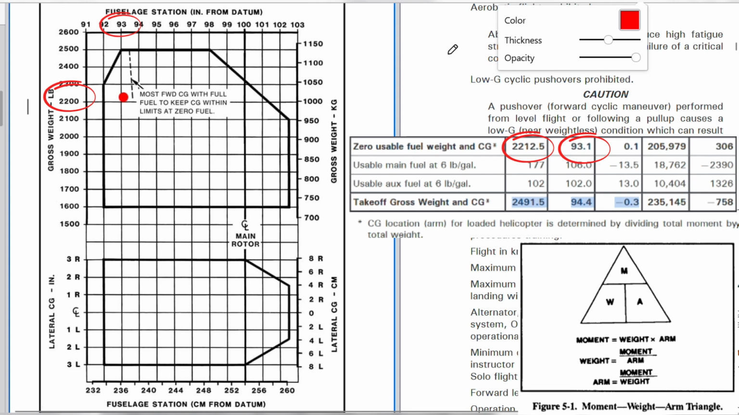Then we can take our second number, which was 2491, and find that. We can go up to 2400 here, and we're getting a little bit closer on the top half. Then we had a fuselage station, or longitudinal station, of 94.4. So we move over, kind of halfway over in this region, and we make a second dot.